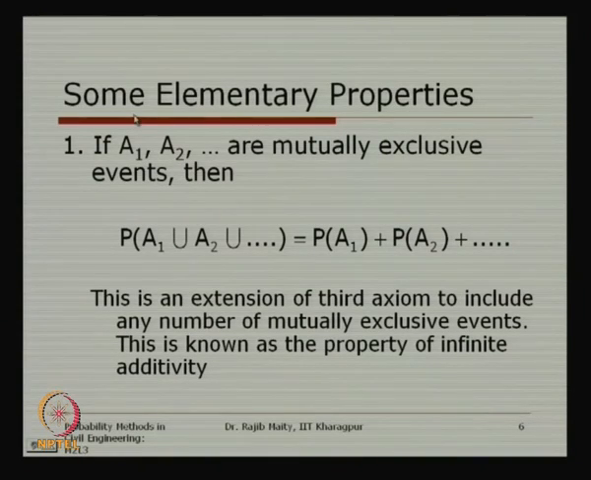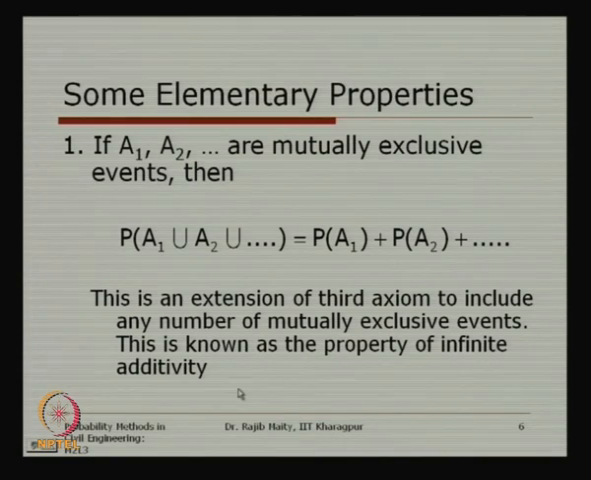The first elementary property that we can draw is just the extension of the last axiom that we have seen. If A1, A2, and so on are mutually exclusive events, then following the third axiom, the probability of the union of these events is simply the summation of the probabilities of all such events. So, this is basically an extension of the third axiom to include any number of mutually exclusive events. This is known as the property of infinite additivity.